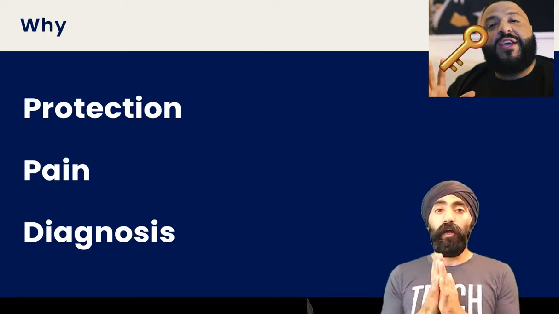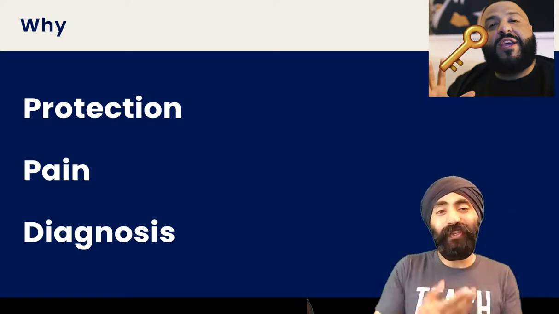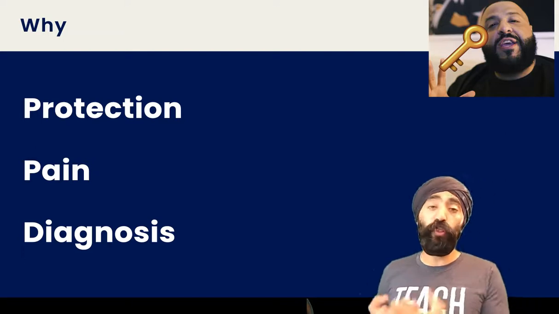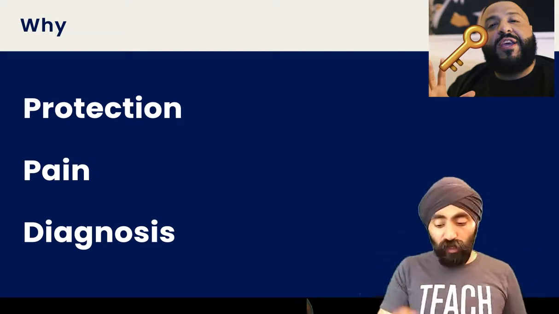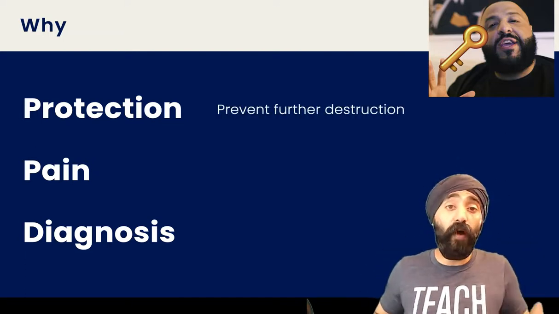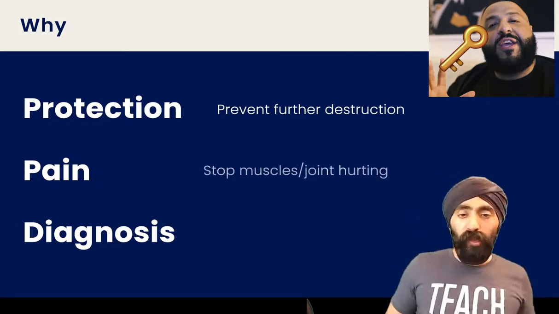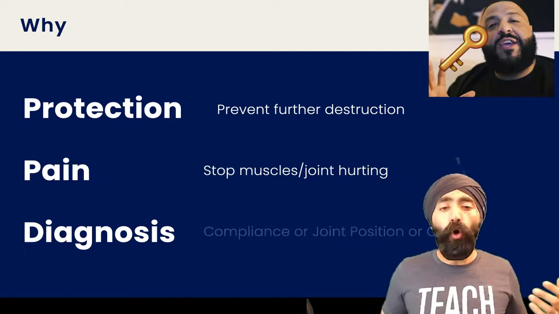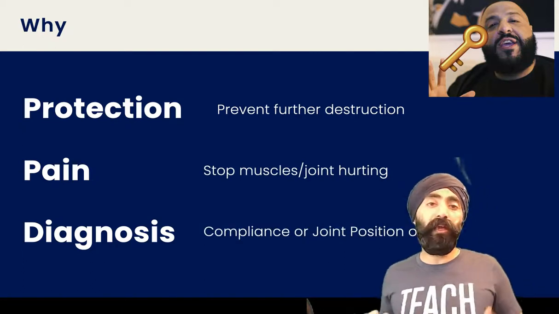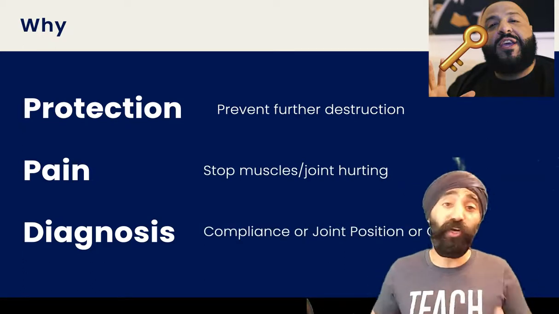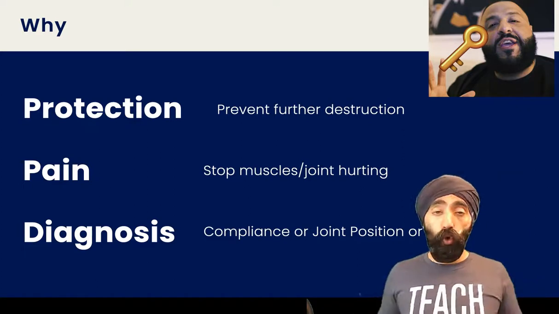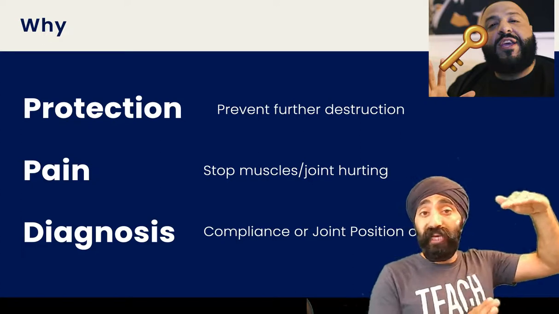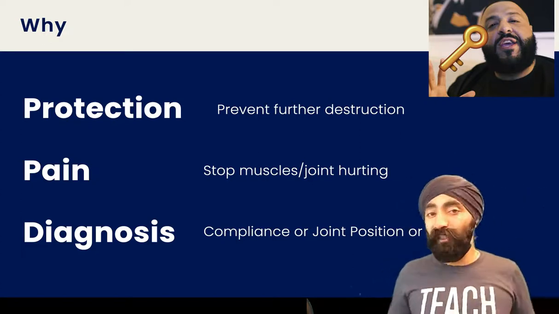And in my book, this book inspired by my mentors, there are just three possible reasons why you give someone an appliance, or three goals, okay? Either you want to protect them, so you want to prevent further destruction, or something's hurting, their joint or their muscles hurting, and you want to stop the pain, or you're trying to figure something out. Even if it's just like, can this patient even be trusted to wear a splint? Compliance, or you're trying to get their muscles relaxed so that when it comes to recording your centric relation record, it'll be a bit more predictable.